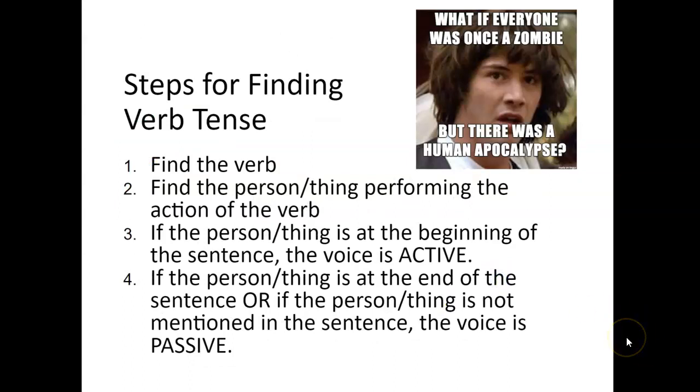Here are some steps that you can follow to figure out if a sentence is active or passive. Number one, we talked about this throughout the video today. Find the verb first. Find the action word. Number two, find the person or the thing that is performing the action of the verb. So who or what is performing the action? Number three, if that person or thing is at the beginning of the sentence before the verb, then the sentence is active. And then number four, if that person or thing is at the end of the sentence, or if it's not mentioned at all who is performing the action, then the sentence is passive.